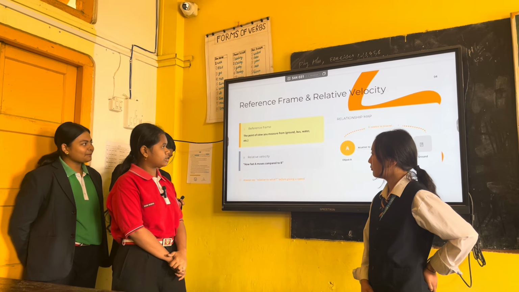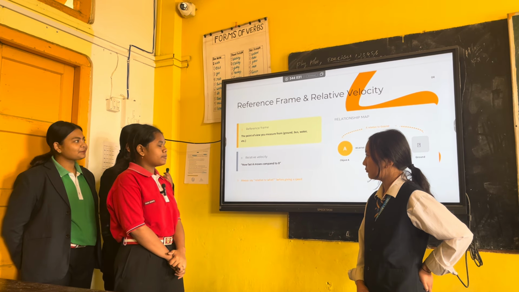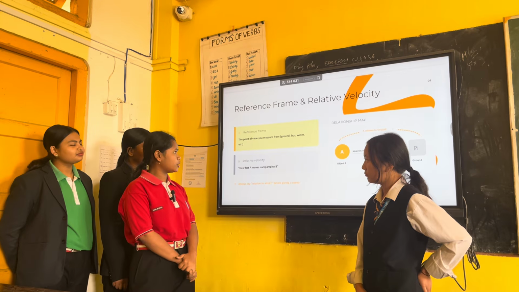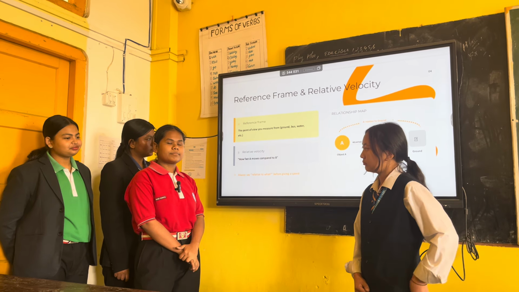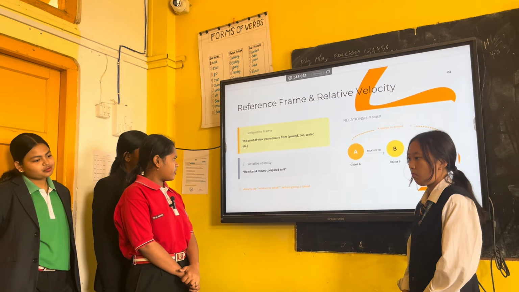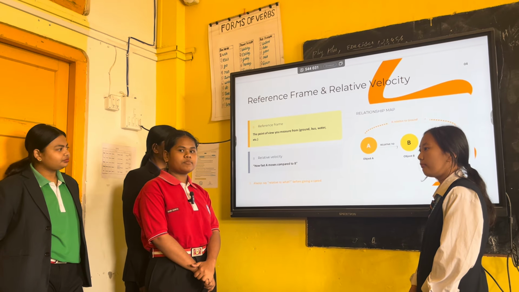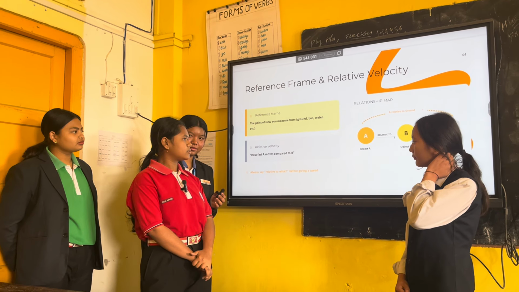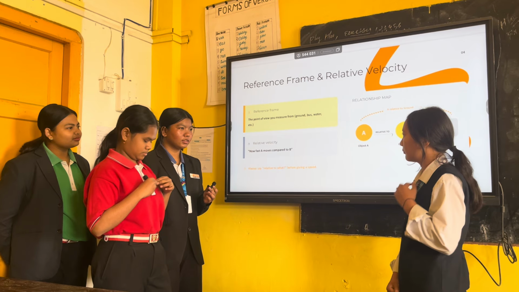Reference frame and relative velocity. The viewpoint you measure from: ground, versus water, etc. Relative velocity is how fast A moves compared to B. This will be explained by Reenam.